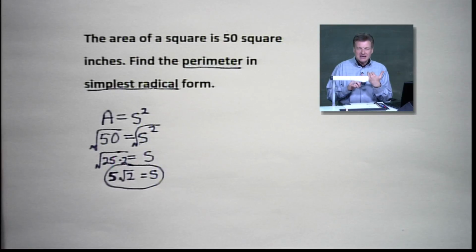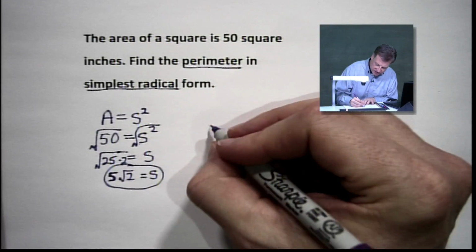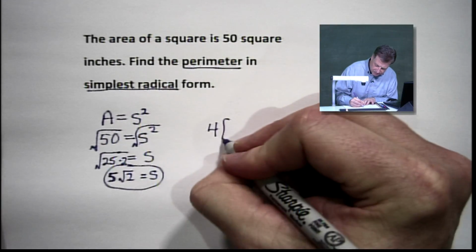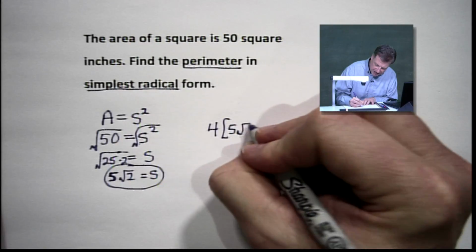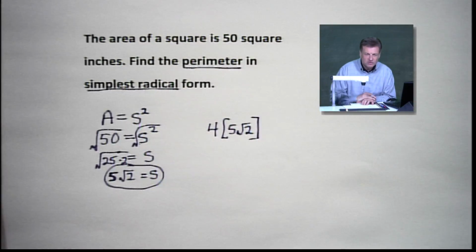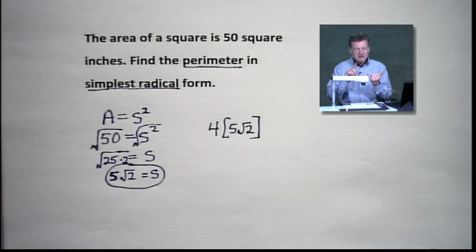Now remember what I said. A square has all 4 sides that are the same length. So easy way to do this, how about it? 4 times our 5 times the square root of 2. We're going to quadruple that. That's another way of saying it could be 5 plus 5 plus 5 plus 5. You get that in your mind? Hey, that's not hard to figure out, is it?